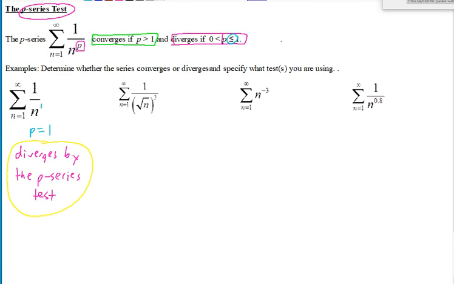Then the next one here, if we rewrite this, you can see this is 1 over n to the 3 halves. So p is equal to 3 halves here. And notice that's greater than 1. It's 1.5, so this one converges by the p-series test.